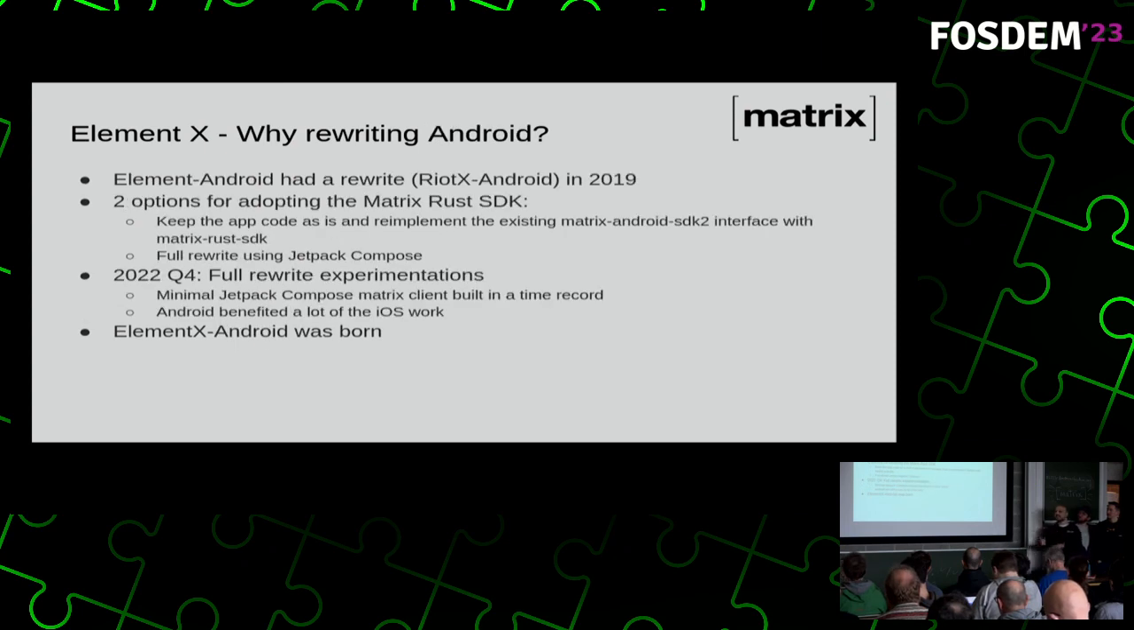On the Android side, things are slightly different because technically speaking, the Android application already had a rewrite in 2019. So we had two choices. We could essentially just take the Android SDK, put it on the side, and replace it with the Rust SDK. That would have been okay. Or maybe just rewrite it from scratch using the state-of-the-art frameworks that Android provides right now, like, for example, Jetpack Compose. In the end, we decided to go for the latter for two reasons.